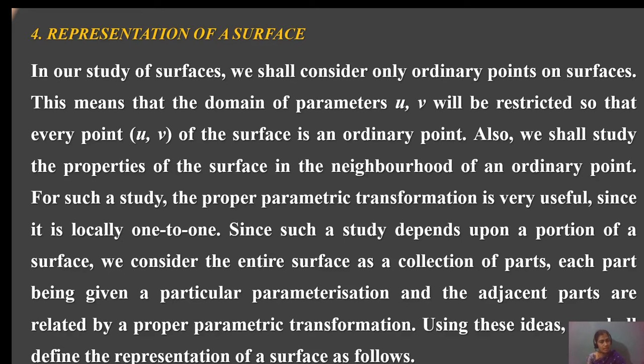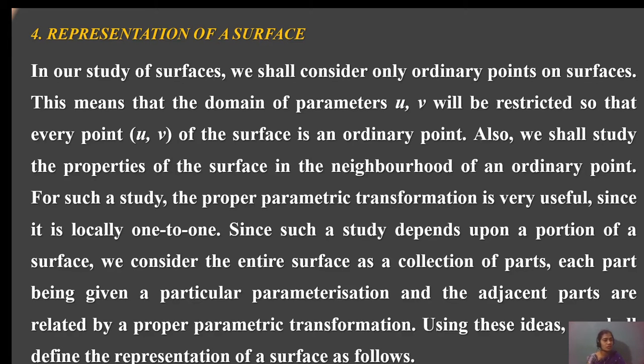Suppose that r1 cross r2 is not equal to 0, then it is called an ordinary point. If it is equal to 0, it is called a singular point. This shows the singularity. If the rank is 1 or 0, this is called a singular point. If the rank is greater than 1, this is called an ordinary point.